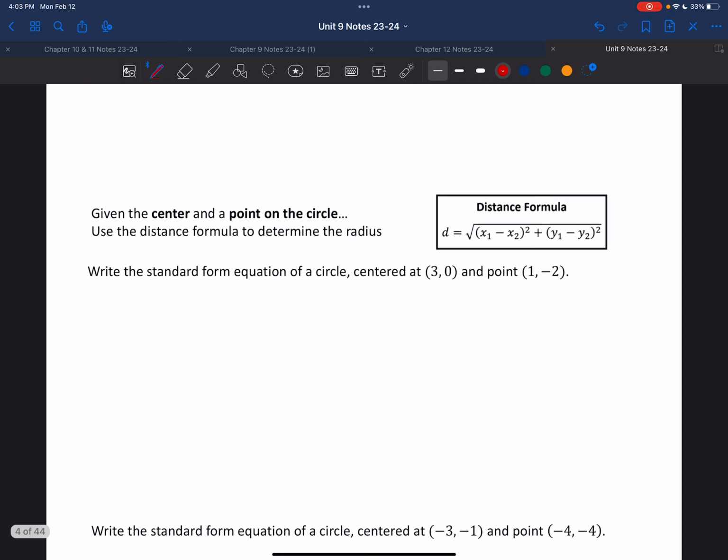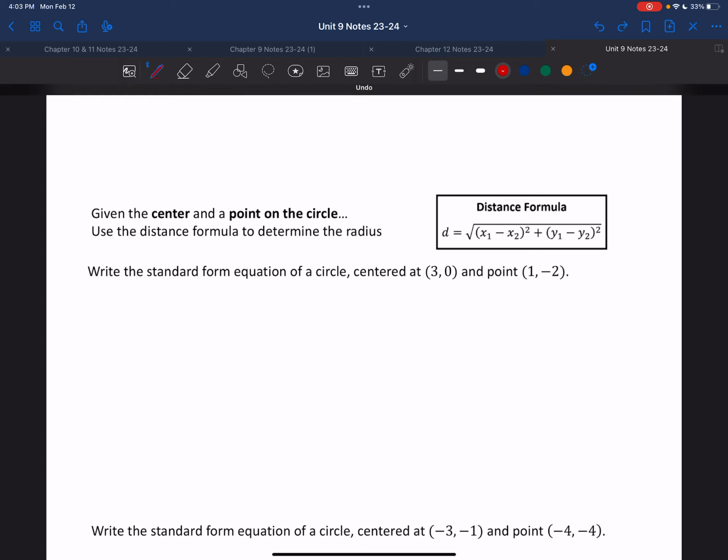Now, sometimes you might be given the center and a point on the circle. So it says use the distance formula to determine the radius. So you might be given, like in this question right here, it says write the standard form of the equation of a circle centered at 3, 0, and a point on the circle is 1, -2.